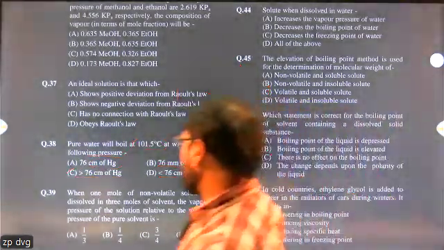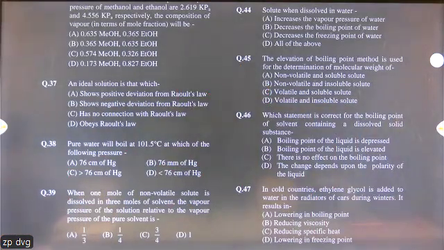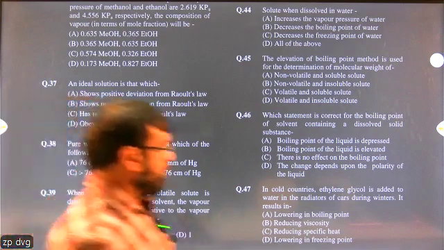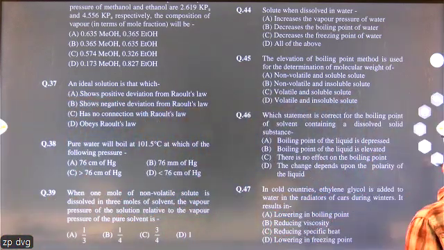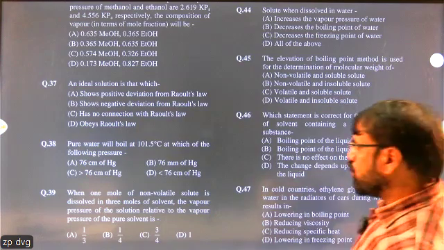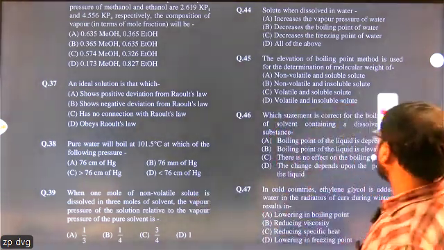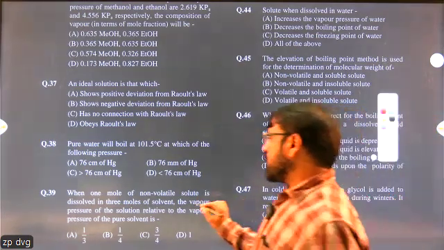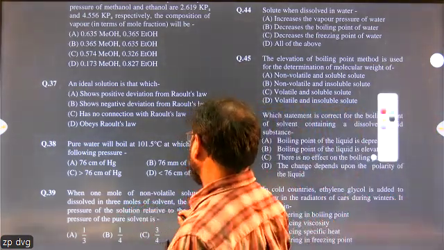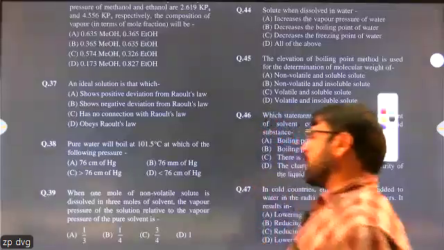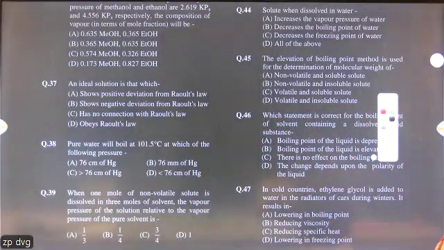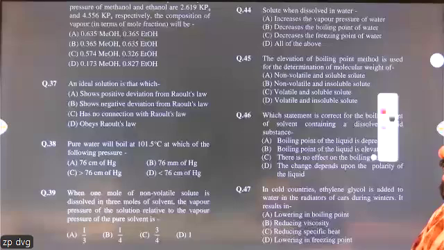And next, let us go to question number 39. When 1 mole of non-volatile solute is dissolved in 3 moles of solvent, the vapor pressure of the solution relative to the vapor pressure of the pure solvent. Okay. When 1 mole of non-volatile solute is dissolved in 3 moles of the solvent, the vapor pressure of the solution relative to the vapor pressure of the pure solvent.